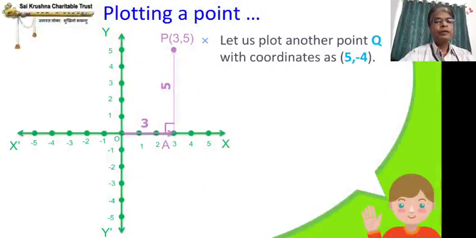We'll move to the next page. So let us plot another point Q. I am giving one more example with coordinates 5, -4. Since you already understood, most of you would have understood how to mark the point (3, 5), what we have done. Don't go back to the previous page. See this only, and first pause the video and start drawing this only.